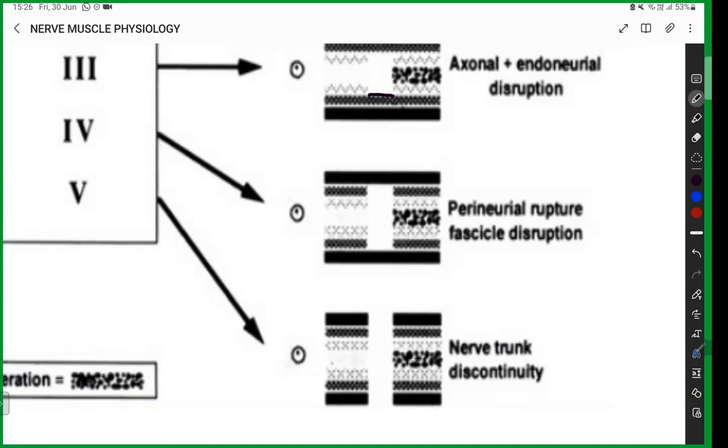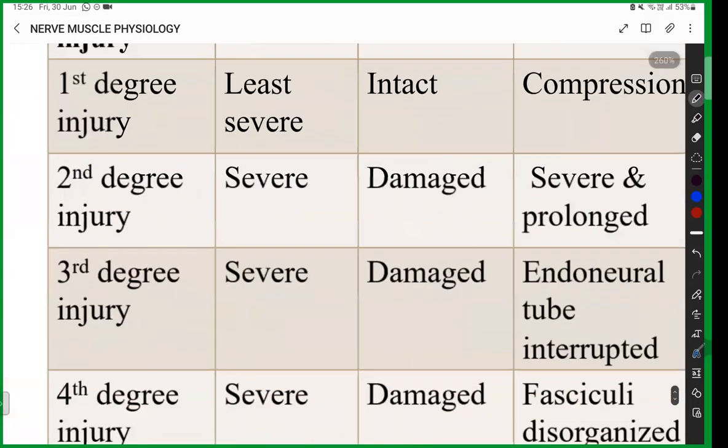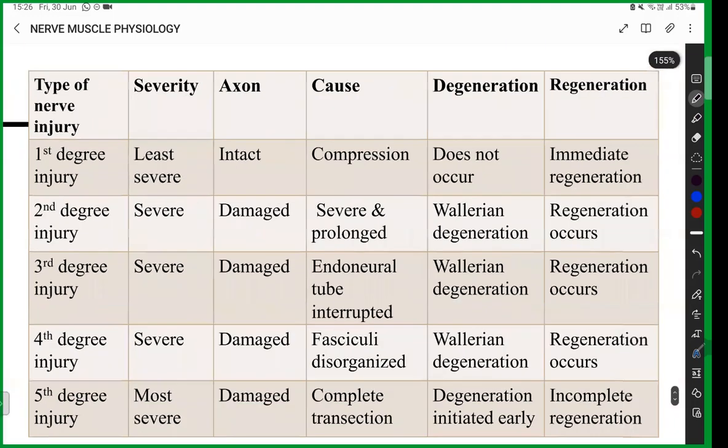In 4th degree and 5th degree, what happens is you need a surgical intervention for recovery. It will not recover on its own. 4th and 5th degree needs surgical intervention. So that is what we are talking about: 1st degree, 2nd degree, 3rd degree, 4th degree, 5th degree in Sunderland's classification.